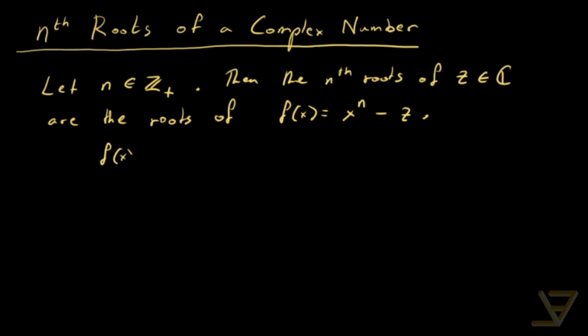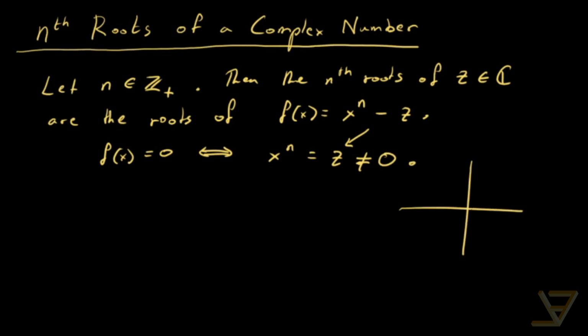And notice that f of x is equal to 0 if and only if x to the n is equal to z. So we're taking a complex number x and taking it to the nth power, and we expect to get back z. And just to make things simpler, we're going to assume that z is not 0, because if it were 0, the only solution would be x equals 0 by some simple arithmetic rules. So z is some point on the complex plane that is not the origin. Let's say it's a point up here, and we want to figure out what its nth roots are.